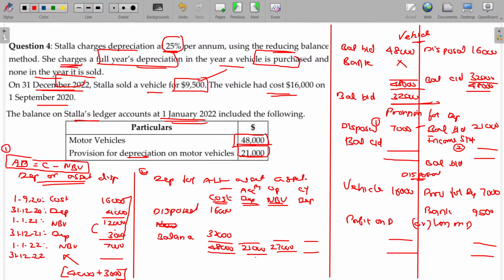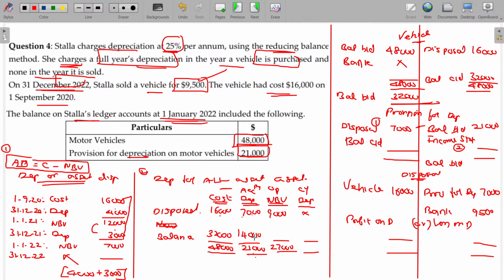Out of 21,000 accumulated depreciation, 7,000 is meant for the disposed asset. Out of 21, 7,000 is for the disposed asset, which means the balance 14,000 is meant for the other balance asset. 16 minus 7, 9,000 is the net book value.